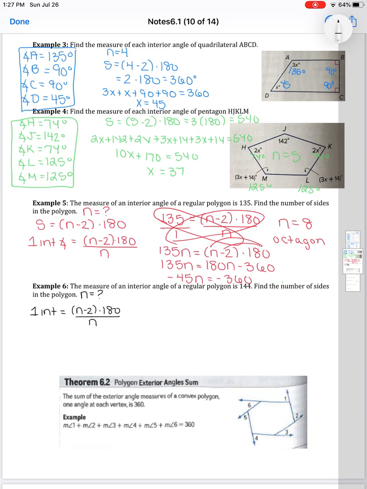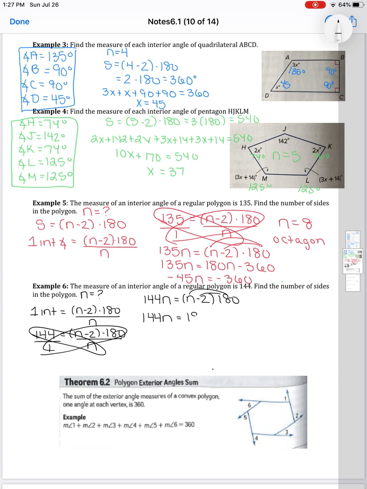So we get negative 45n equals negative 360, and n is equal to 8 sides. So find the number of sides, which would be 8, and if you were asked to give the name of the figure, you would then say it's an octagon. All right, so pause the video and try the next one.